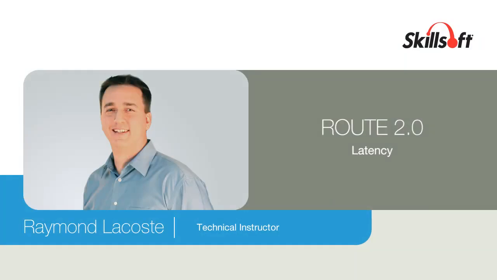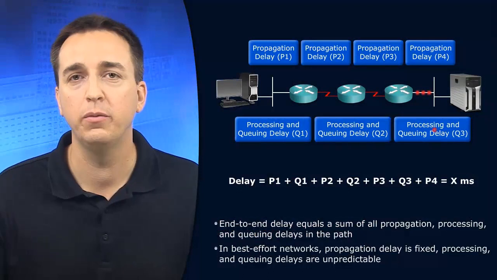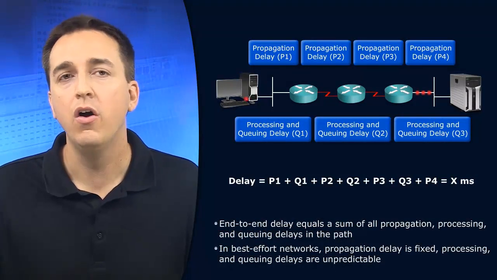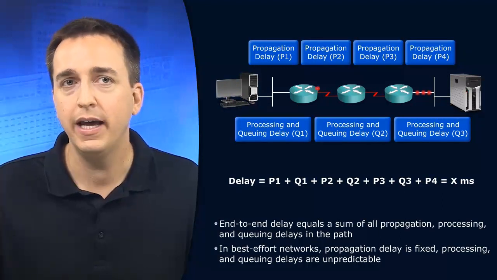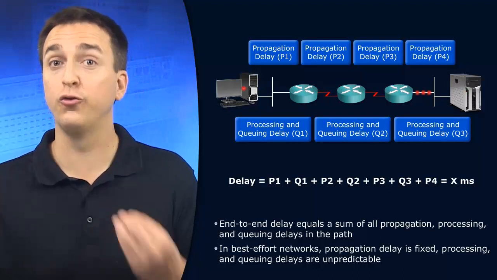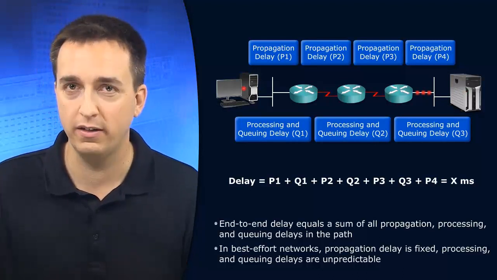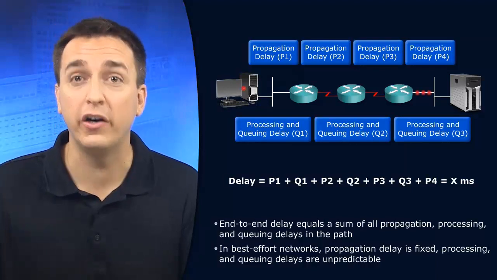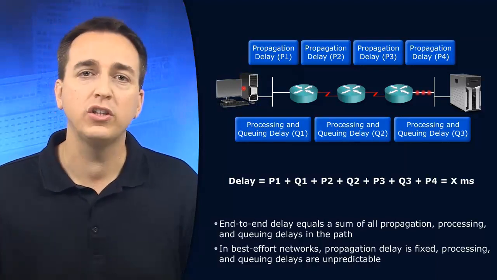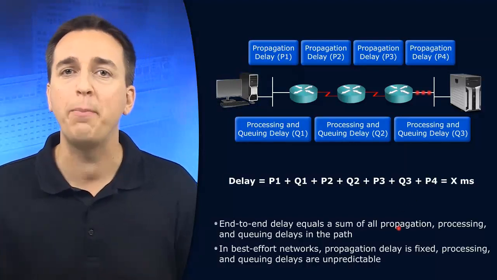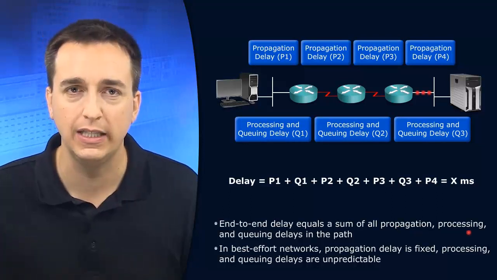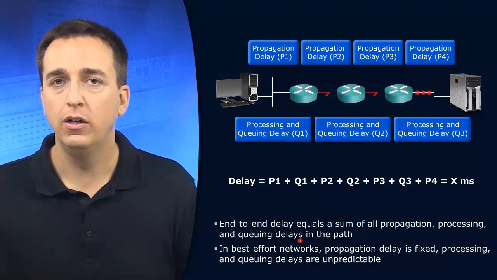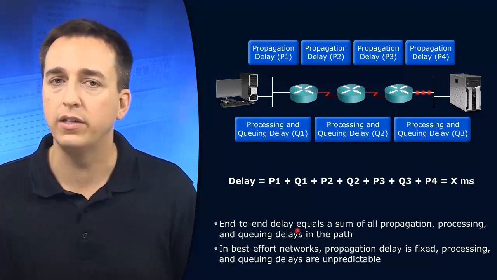What is end-to-end delay? Well, end-to-end delay is the total amount of time that it takes for your data to go from the source all the way to the destination. And this end-to-end delay is going to be extremely unpredictable, extremely variable. Why is that? Because there's a lot of components that come into play. You have propagation delays, you have processing delays, you have queuing delays from the source to the destination.